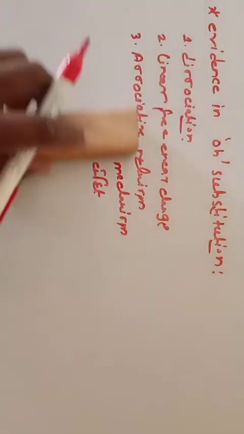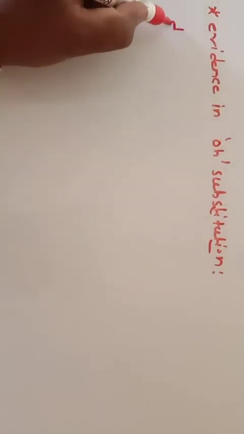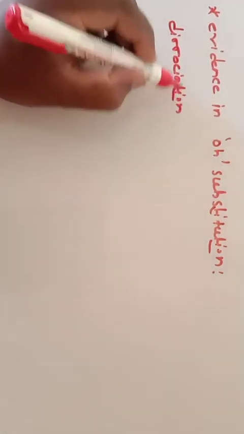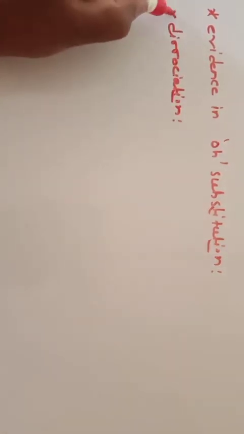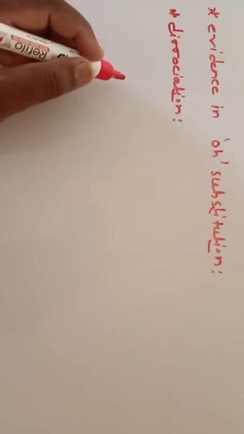So let's discuss one by one the evidences for this octahedral substitution. The first one is dissociation. Okay, so we are very much interested in the first one, that is dissociation. We are very much familiar with this dissociative type of mechanism. Let us discuss some important points regarding this dissociation. The first important point is the evidences for this dissociative type of mechanism.